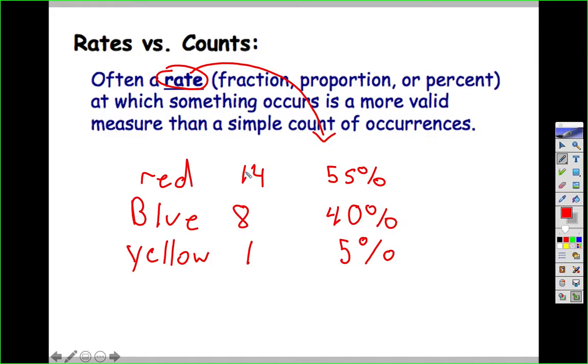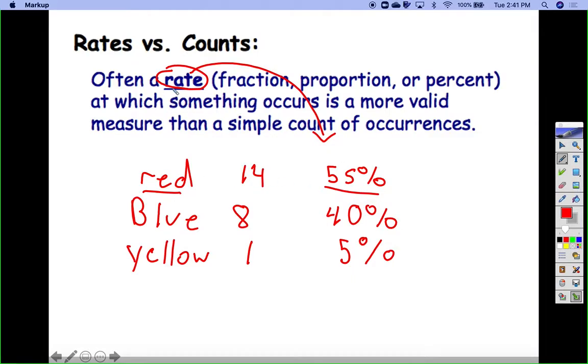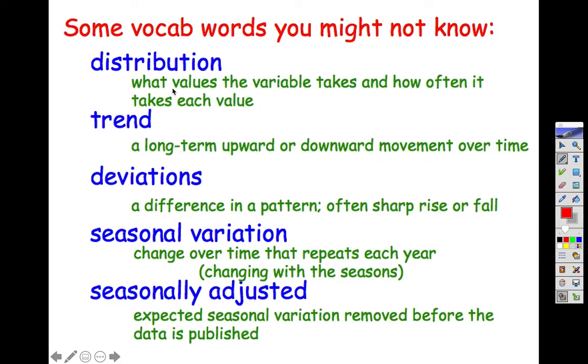If I was to give you just 14 people like red, 8 people like blue, 1 person likes yellow, that doesn't really help you compare. As opposed to if I said 55% of people surveyed chose red, you would know right away how many people compared to the other ones liked red. It's more of a comparison. So we're going to try and use rates a lot in this class.